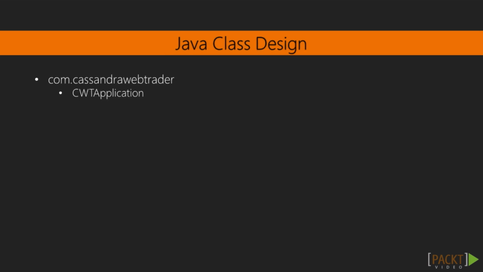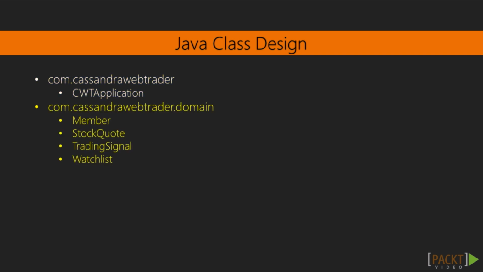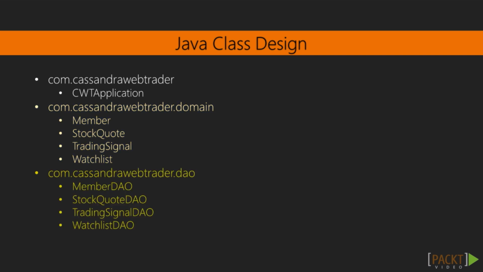Here we list out the names of the Java classes. We'll abbreviate Cassandra WebTrader as CWT whenever appropriate. In the application root package, there will be the main application class, CWT application. Inside the com.cassandrawebtrader.domain package, we'll create 4 classes to represent their corresponding tables in the Cassandra database.